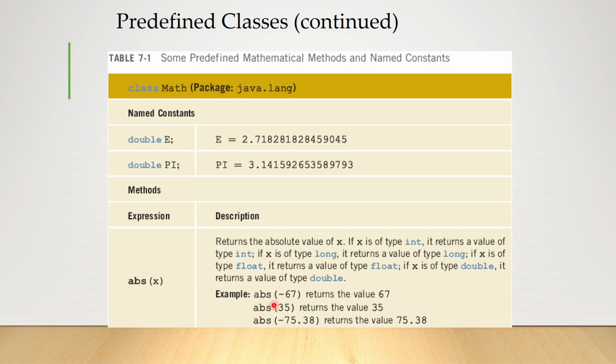For example, the absolute value of negative 67 is positive 67, and it's an integer. The value negative 67 being passed as actual parameter is an integer, so it returns the integer value 67. Another example of using the abs predefined method is passing negative 75.38, which returns positive 75.38, because the absolute value of negative 75.38 is positive 75.38. And this is of double data type.